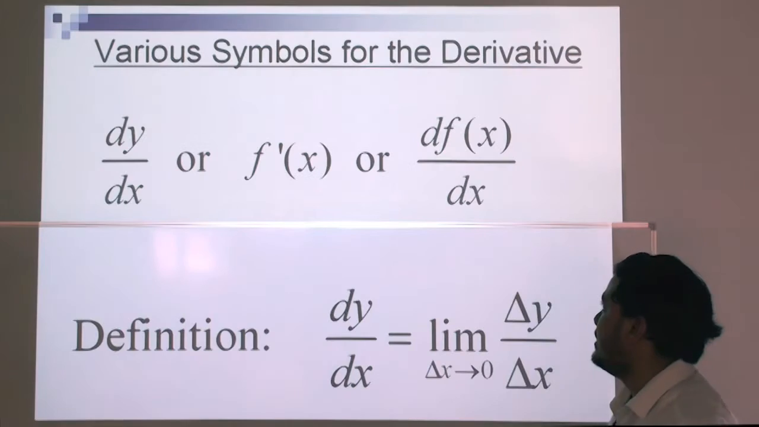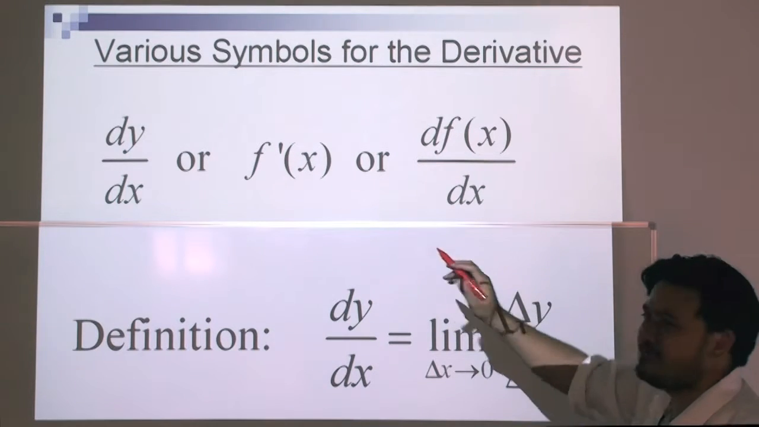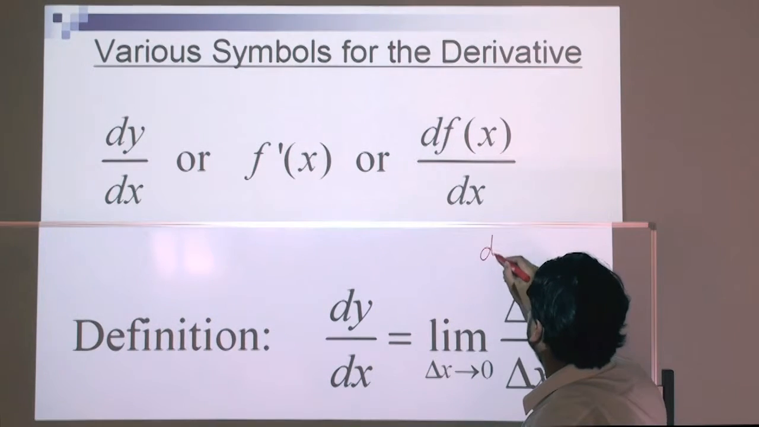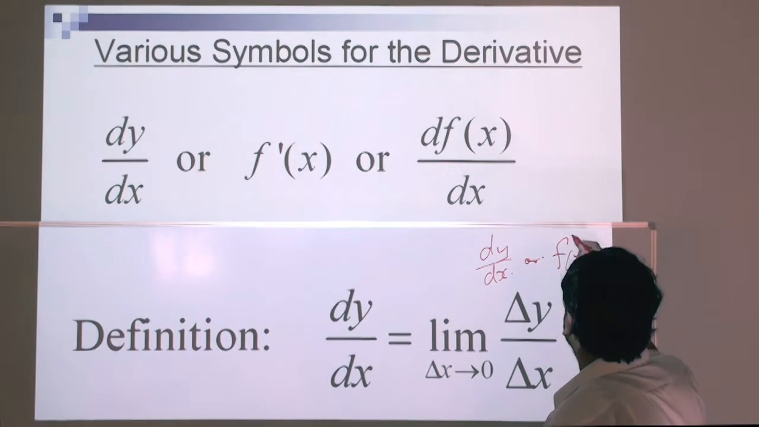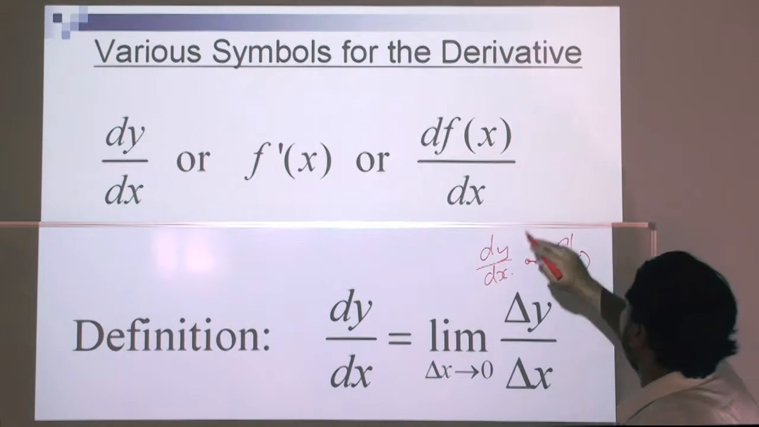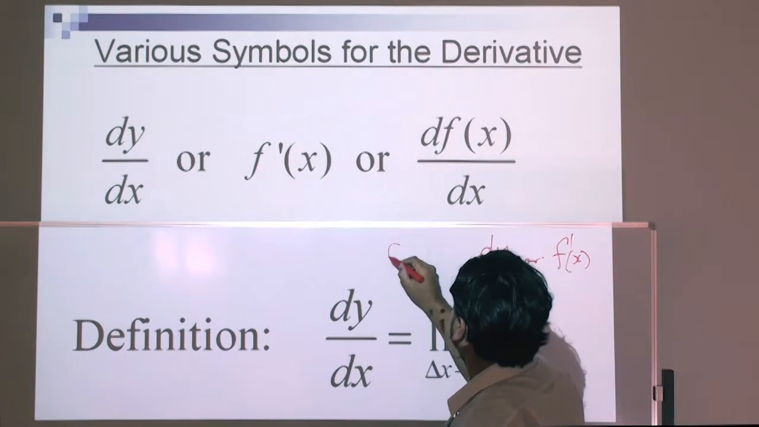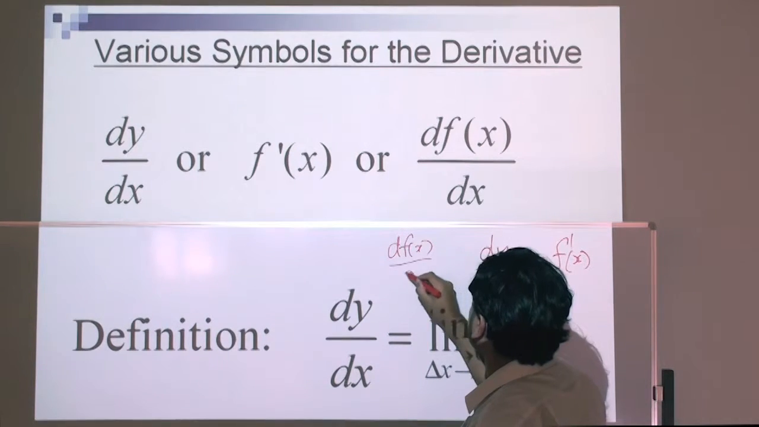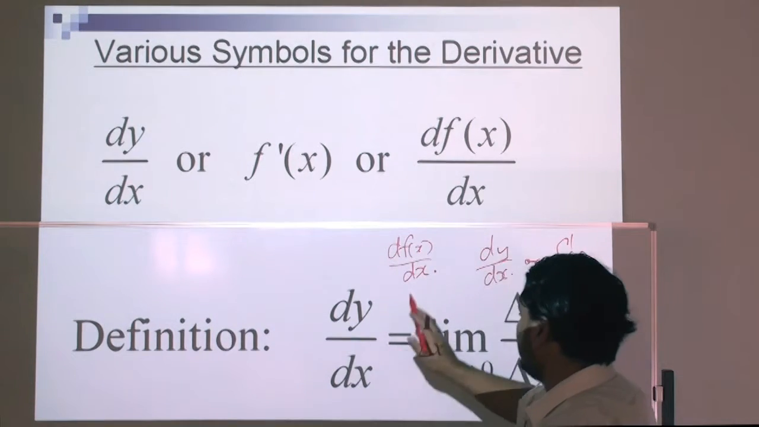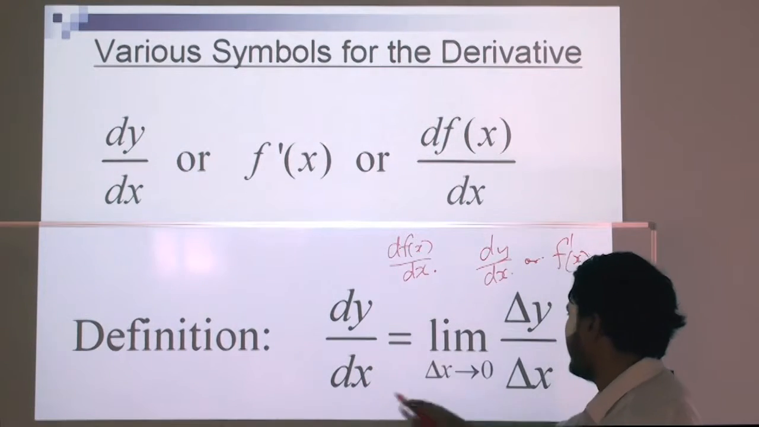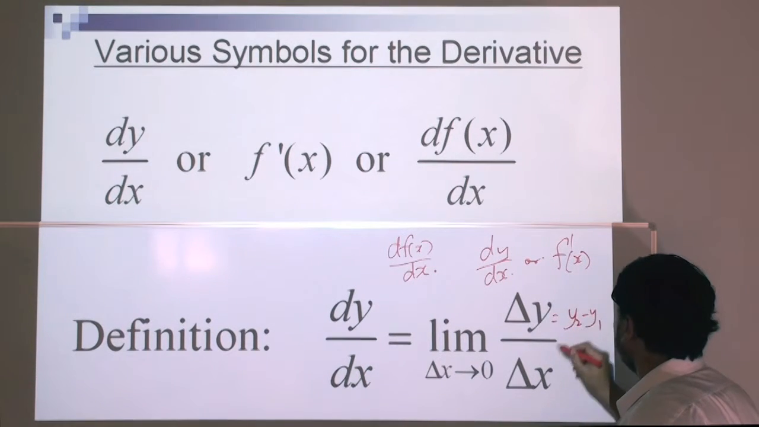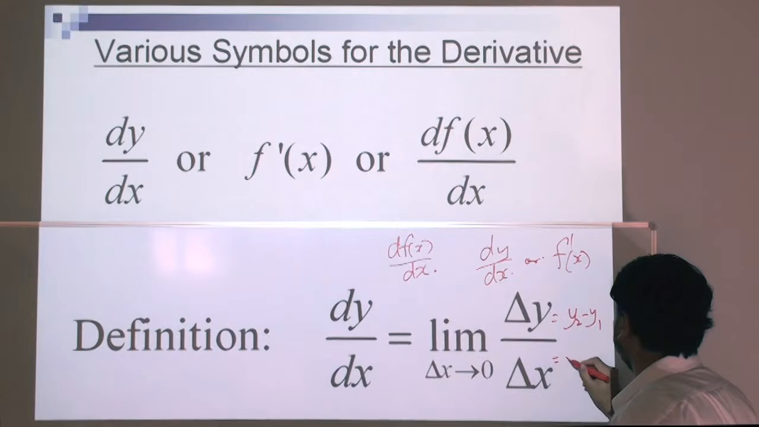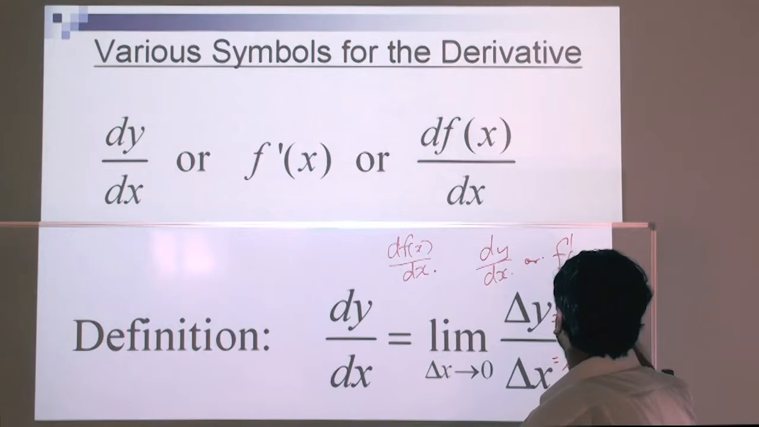Okay, let's move on. Again, the symbols for finding the derivative. We have dy over dx, or you can have f prime x, and here's another way, which is not very common: d f(x) over dx. By definition, dy over dx, with respect to x, is equal to delta y, which is y2 take away y1, over the change in x, or delta x, which is x2 take away x1. That is the gradient, as mentioned earlier.